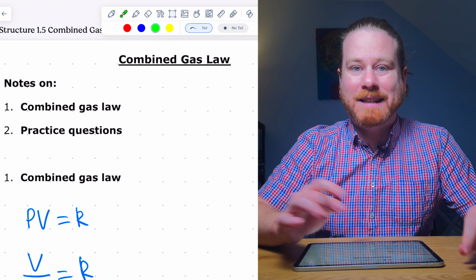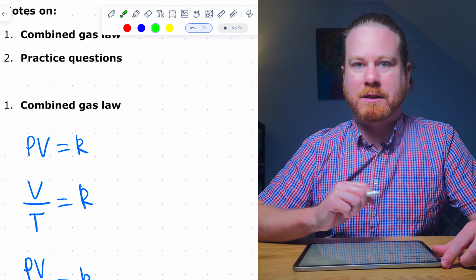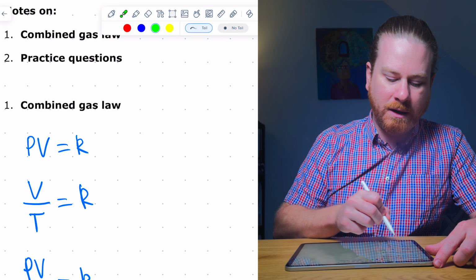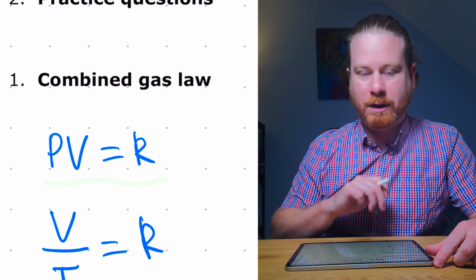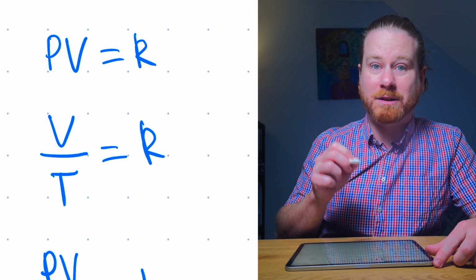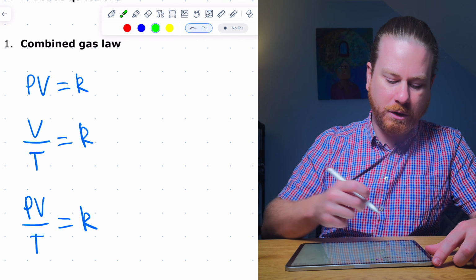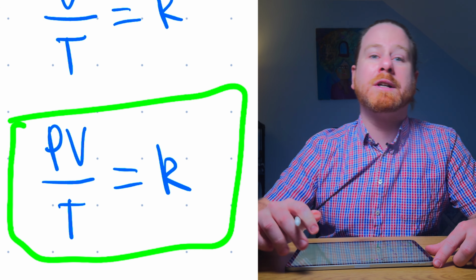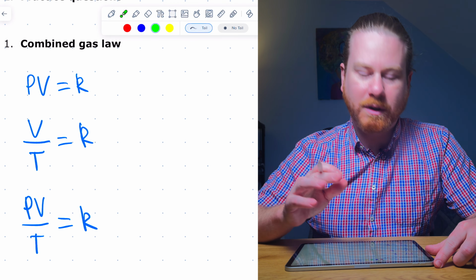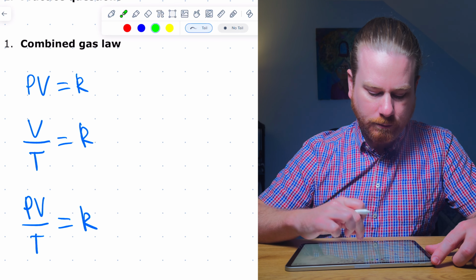Okay, so on to the combined gas law. So we know from previous video that pressure times volume equals a constant. We also know that volume divided by temperature also equals a constant. So we can combine those two equations to give us this equation here. So PV divided by T now also equals a constant.